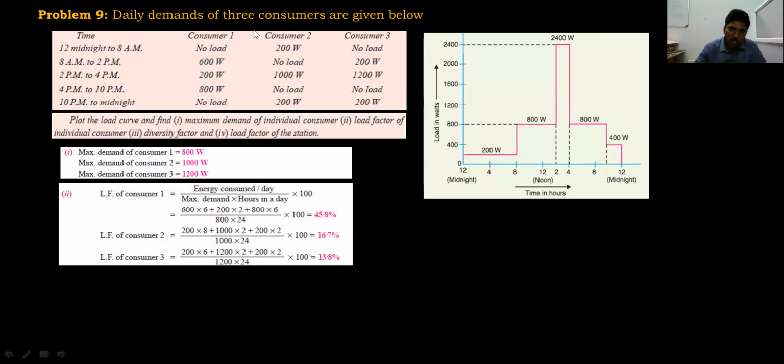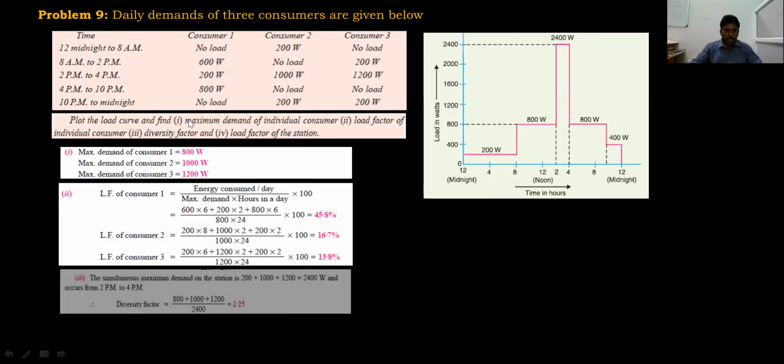And the load factor of consumer 2, in the same lines, is 200 into 8 hours, plus 1000 into 2 hours, plus 200 into 2 hours from 10 p.m. to 12 midnight, divided by the maximum demand, which for consumer 3 is 1200 into 24. That gives you 13.8. And for these three loads, we need to draw a load curve. The load curve is drawn between all these loads.